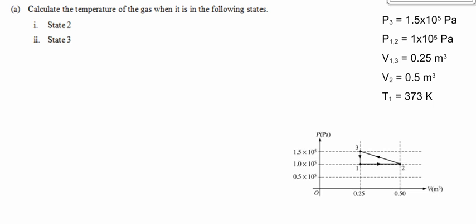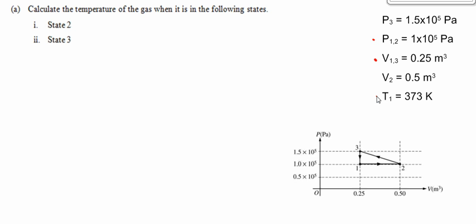Part A says calculate the temperature of the gas when it is in the following states, state 2 and state 3. If you look on the right here, we've got all of our given information, and I even included the graph for us so we can have that to look at. So if we look at state 2, that's the one on the far right, and we're going to try to find the temperature there. Well, what you want to do is take a state that you know a lot about, which, if you look, we know the temperature, the volume, and the pressure at state 1. Let's use that to find the temperature at state 2.